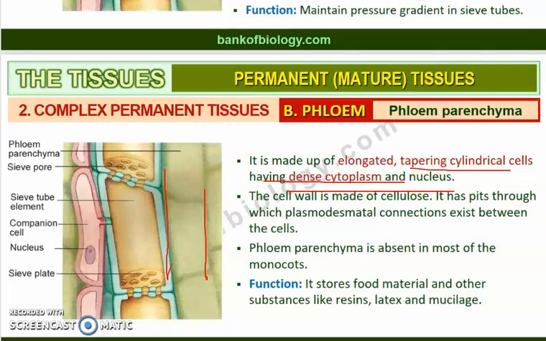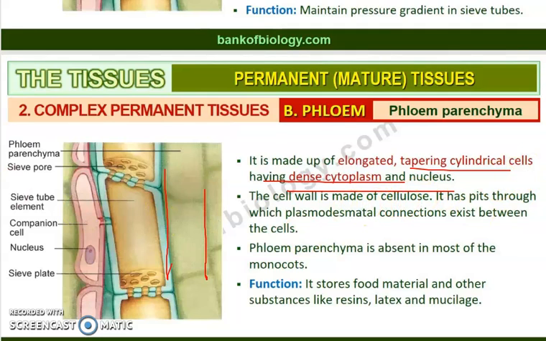Okay, tapering means it is becoming thinner or narrower towards one end. That is called tapering cylindrical cells. They are cylindrical shaped tapering cylindrical cells. What is tapering? It is becoming thinner or narrower towards one end. Okay, and what is the cell wall made up of? The cell wall is made up of cellulose.